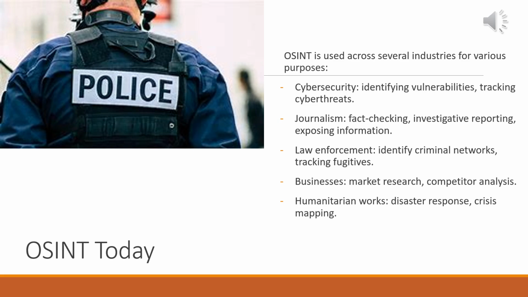Today, open source intelligence is used for several different reasons across many different industries. For example, cybersecurity uses open source intelligence to identify vulnerabilities and track cyber threats. Journalists use OSINT to fact check, conduct investigative journalism, and to expose information. Law enforcement uses it to identify criminal networks and track fugitives. Businesses use it to conduct market research and competitor analysis, and even humanitarians use open source intelligence to help with their disaster response and crisis mapping. These examples are just the tip of the iceberg when it comes to who uses open source intelligence and what it is capable of in today's digital world.